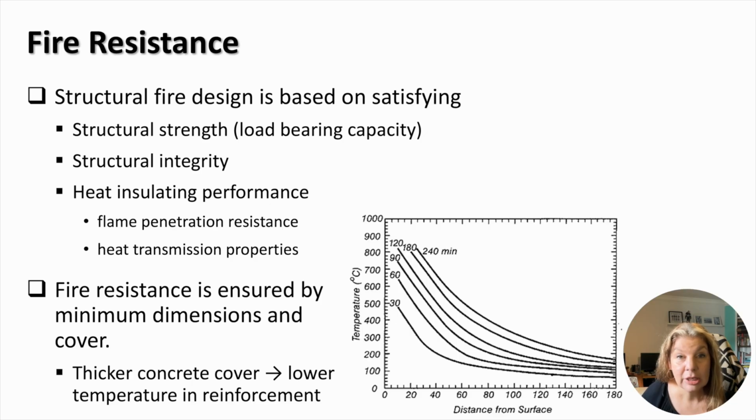Concrete has relatively low heat transmission properties. This means that the reinforcing bars will have lower temperature when they're located deeper in the concrete section. Lower temperature of the steel bars means that the reinforced concrete structure will be able to withstand fire for longer. The diagram on the right shows the distribution of temperature within concrete at different durations of exposure to fire. As can be seen, temperature decreases very quickly with increasing concrete depth.